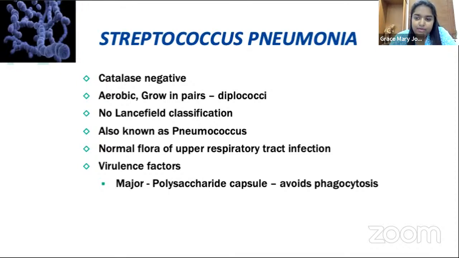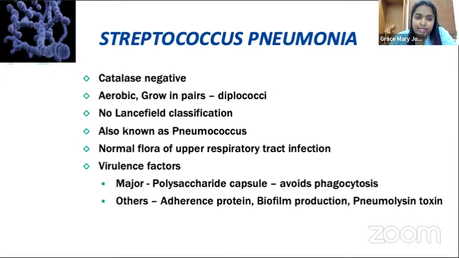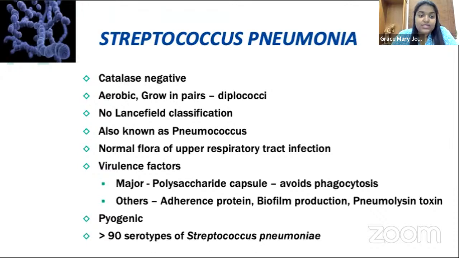The other ones are the adherence protein, biofilm production, and pneumolysin toxin. These are pyogenic in nature, that means it produces pus, and more than 90 serotypes of Streptococcus pneumoniae are there. Okay.